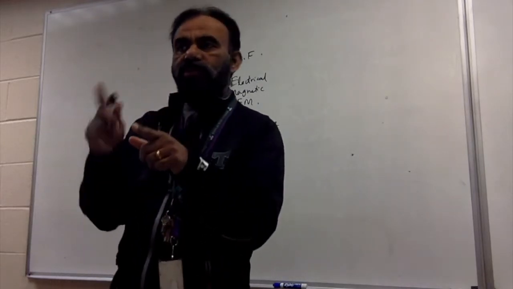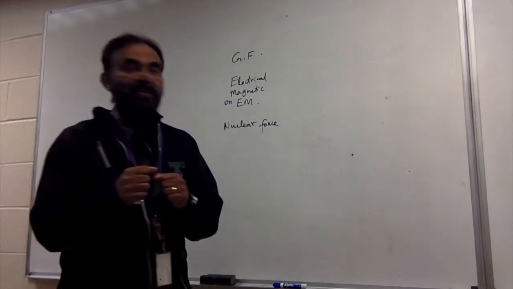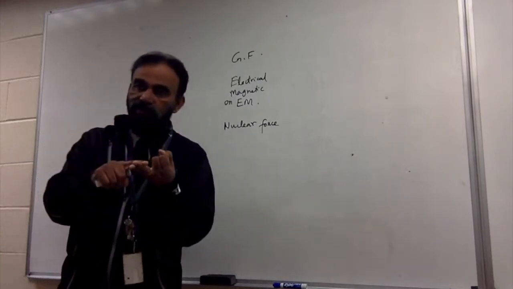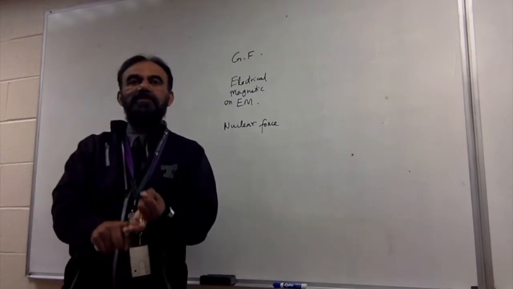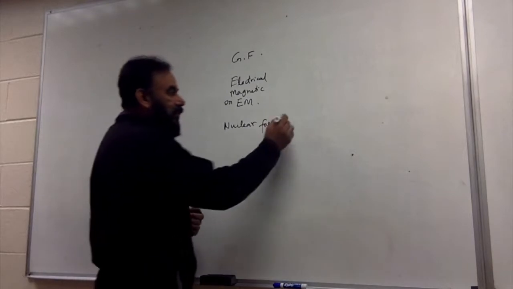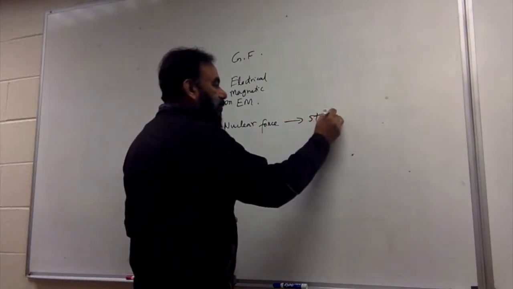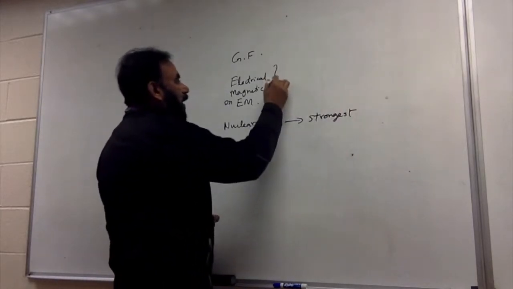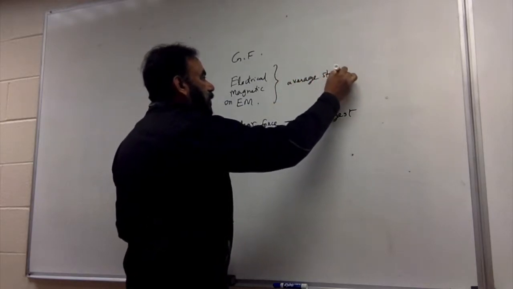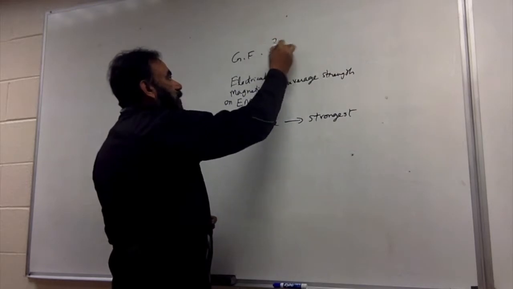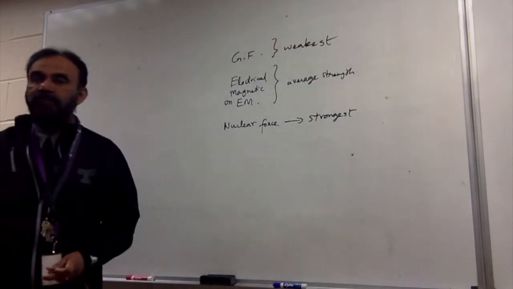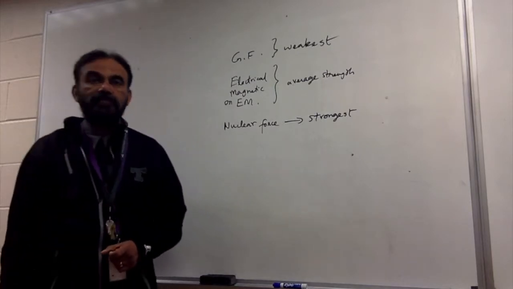And so protons and neutrons, they attract each other. Protons attract protons. Neutrons attract neutrons. Protons attract neutrons. They're very strong forces. The strongest force is this. So this is the strongest. This is average. And this is the weakest. Gravitational force is the weakest of all forces.